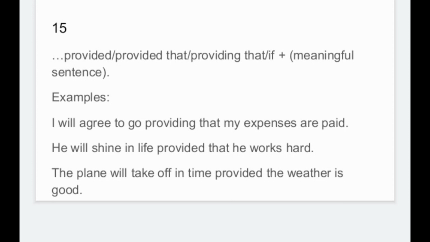This rule is similar to the first conditional. You see, provided that, providing that, if. Okay, they all are alternatives to each other. I mean, if clauses. Okay, after these clauses you will put a meaningful sentence. I will agree to go providing that my expenses are paid. He will shine in life provided that he works hard. The plane will take off in time provided the weather is good. Okay, thank you all for trying to understand all of the rules.